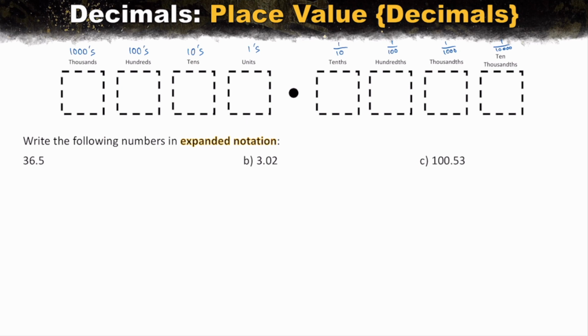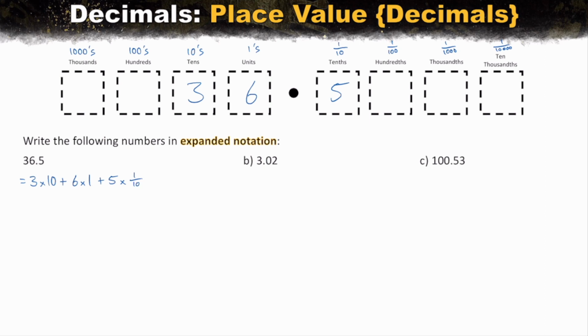So for example, and we did touch upon this in that previous one, we looked at how do we represent numbers in expanded notation. Well, we've got the number 36.5 here, all right? And what this means is we've got 3 of our tens, or 3 times 10. We've got 6 of our units, so we're adding 6 of our ones, all right? And we've got 5 of our tenths, so we're adding 5 of our tenths.